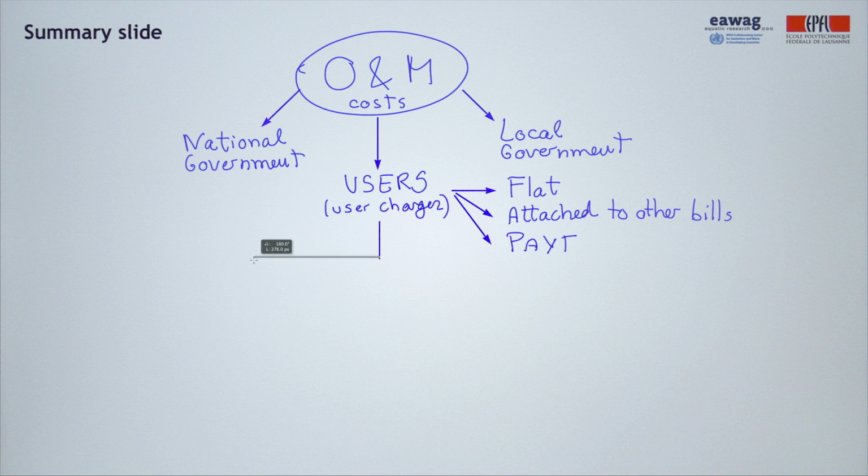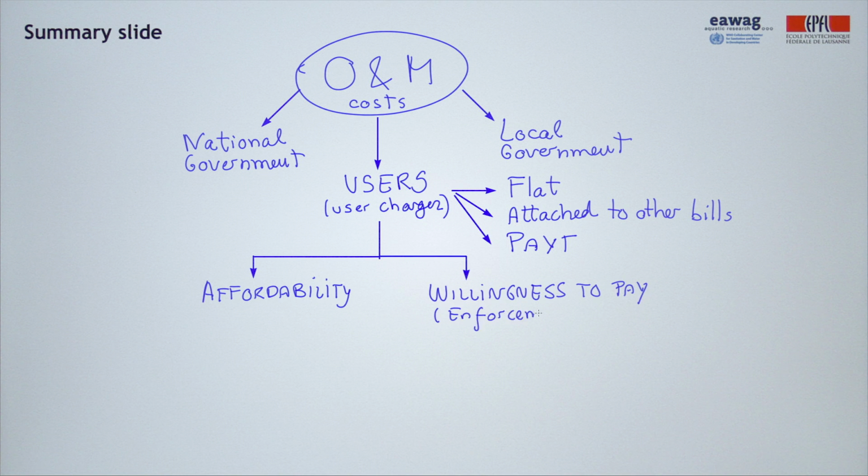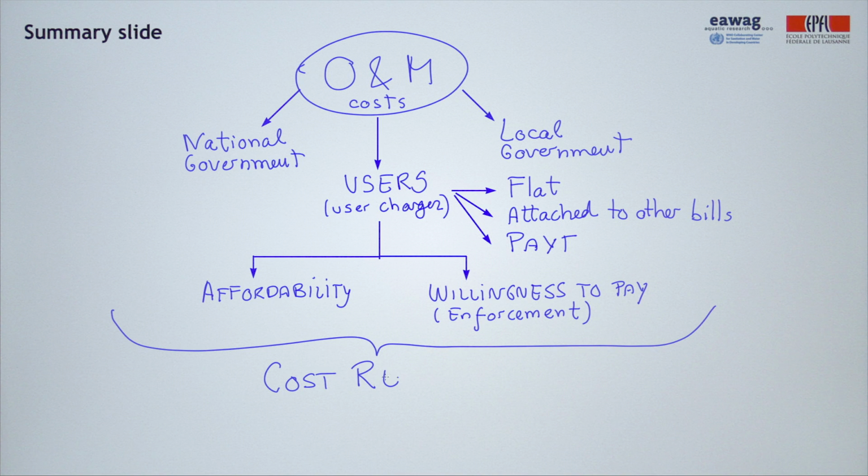Regarding user charges, there are 2 important aspects to consider: the affordability of the charges and the willingness to pay and possible enforcement mechanisms. And finally, the cost recovery aspect is also very important, and this should be established once all the previous aspects are known. How much of the operation and maintenance costs will be covered from the revenues, and from which revenues?